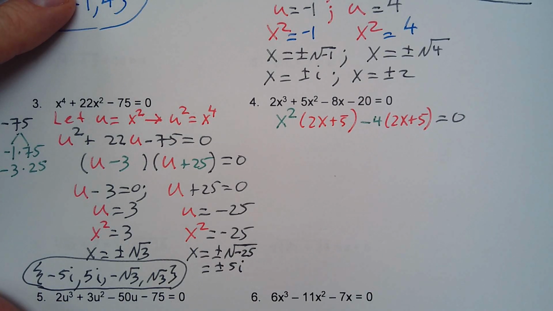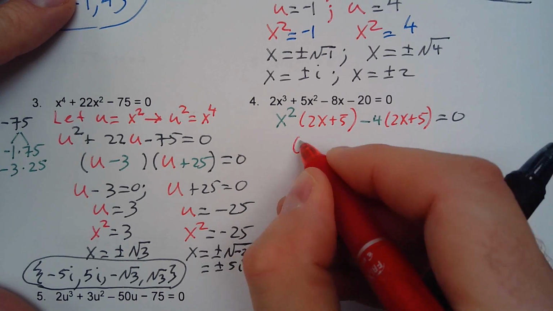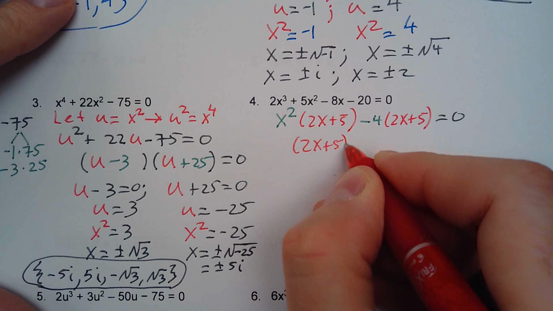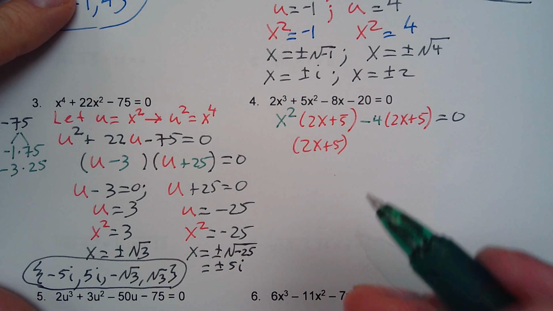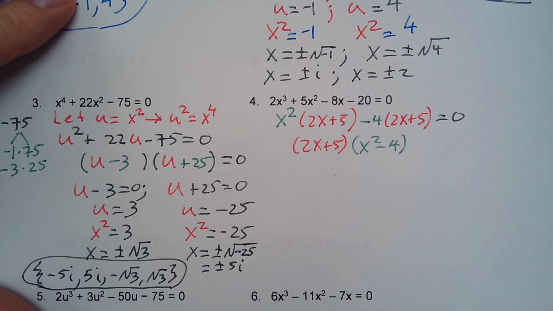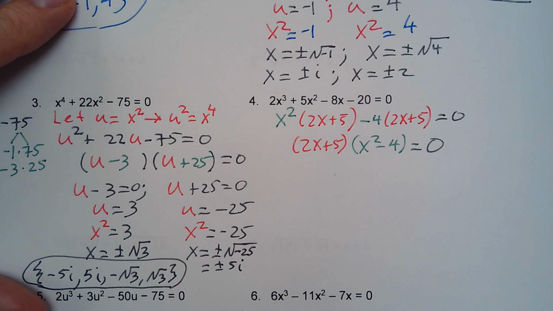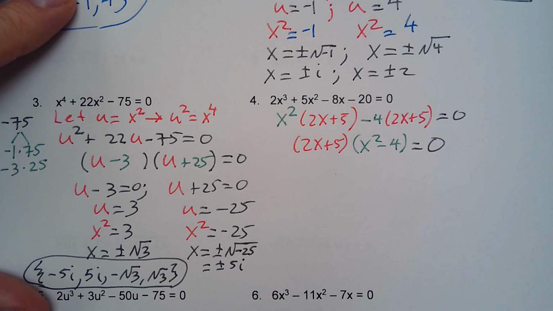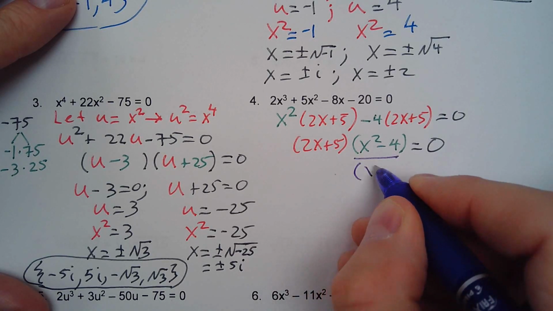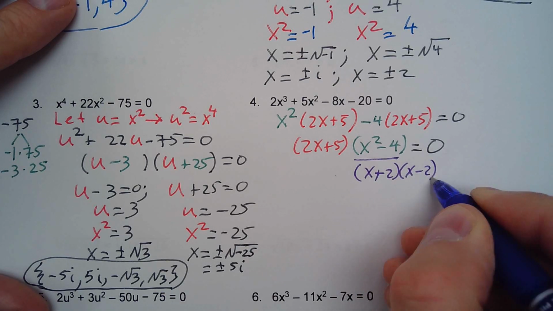And then each piece has a common factor of that 2x plus 5. So I'm going to pull that out in front. My leftovers are x squared minus 4. Now looking at that x squared minus 4, well, that is a difference of squares. So I'm able to factor as x plus 2 times x minus 2.